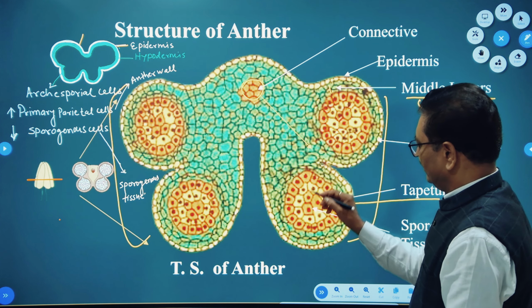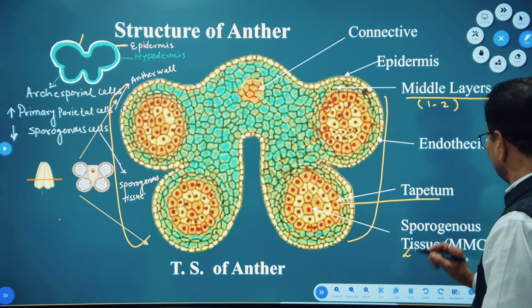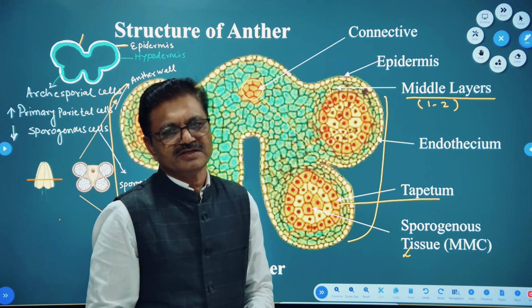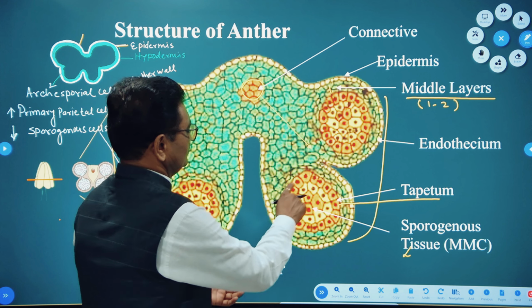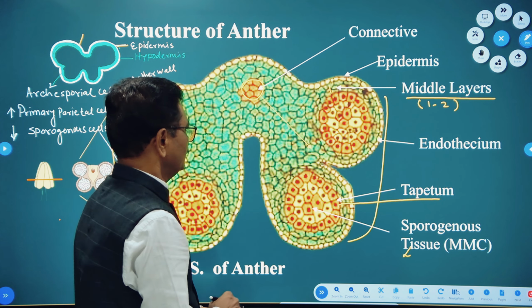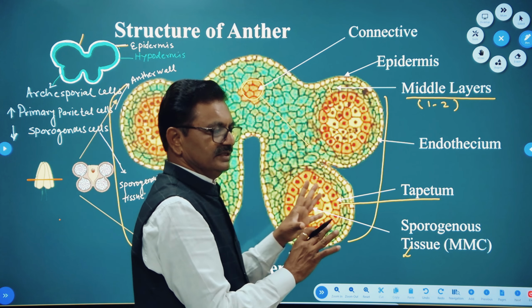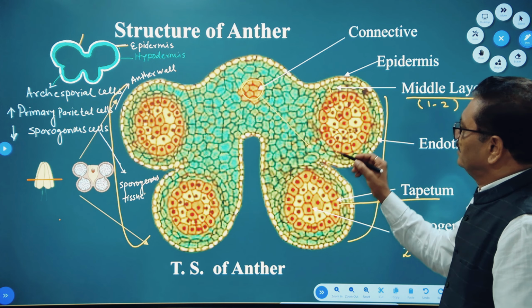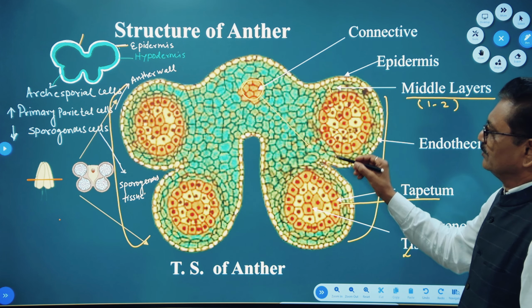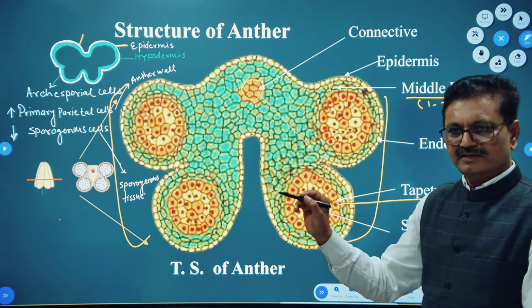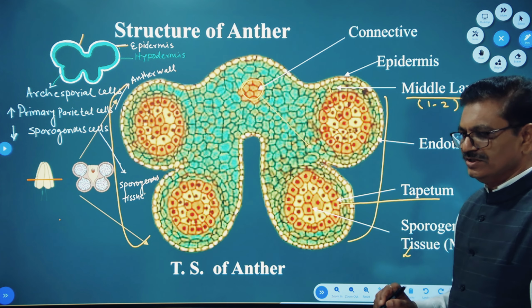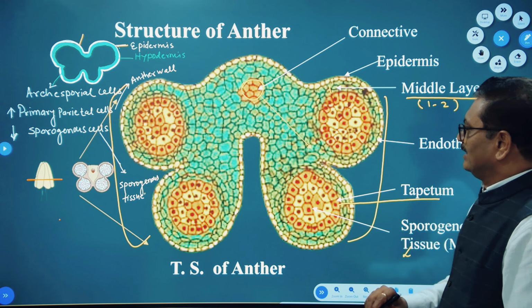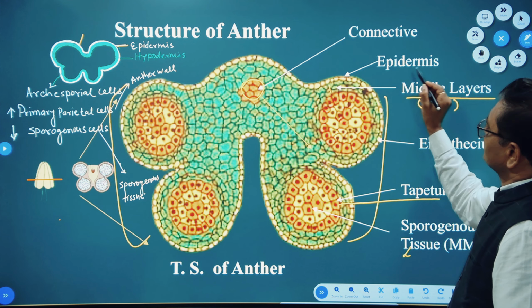Inside the tapetum you can see the sporogenous tissue, or microspore mother cells. Pollen mother cells, or microspore mother cells, are present just inside the tapetum. So in the dithecous anther, you can see four sporangia, or pollen sacs, and that's why it is called a tetrasporangiate anther, or an anther with four pollen sacs. The outermost layer of the anther is called the epidermis.